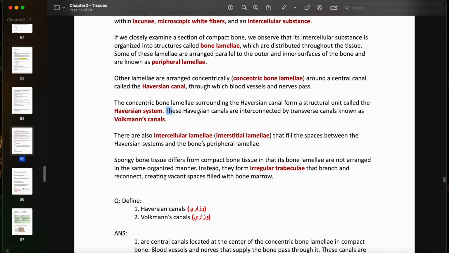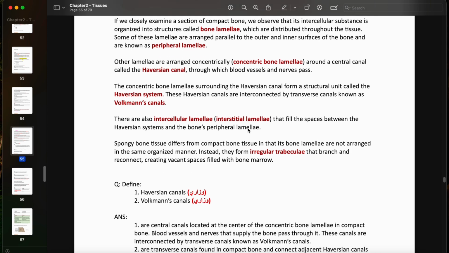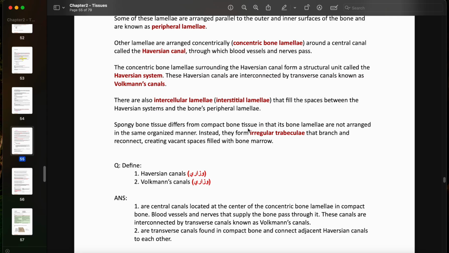And as we said, the Haversian canals are interconnected by transverse canals known as Volkmann's canals. There are also intercellular lamellae, we call them interstitial lamellae, that fill the spaces between the Haversian systems and the bone's peripheral lamellae. So this is the location of the interstitial lamellae.